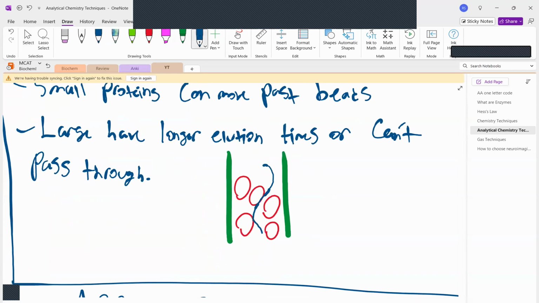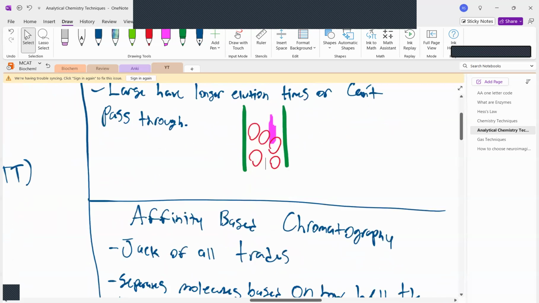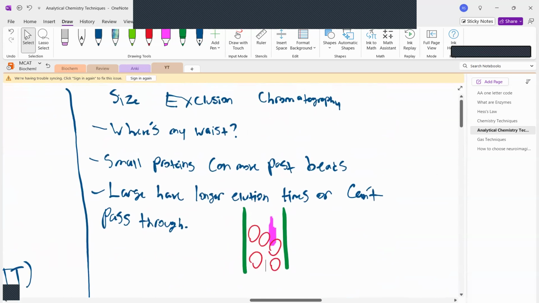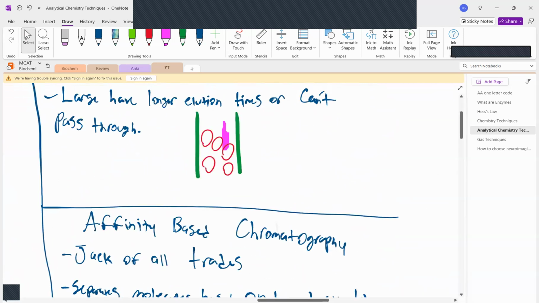So this is a small protein, right? She's moving in and out, going left to right, side to side, shaking her waist like Shakira. And then the large proteins, they're like this highlighter. Oh, they got trapped. They can't go past any further. They have to do some more fine maneuvering before they can actually go through. Size exclusion just separates on size, so it's not very specific, I guess.